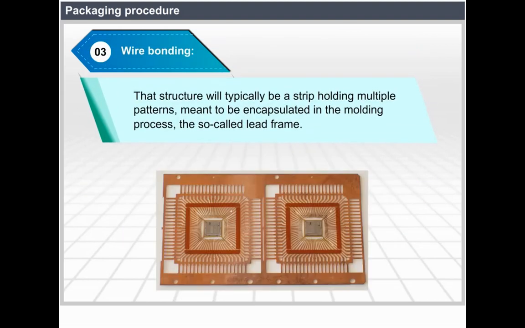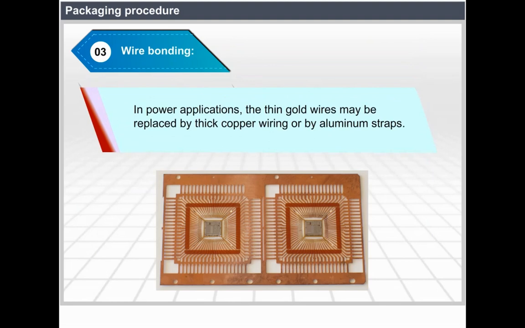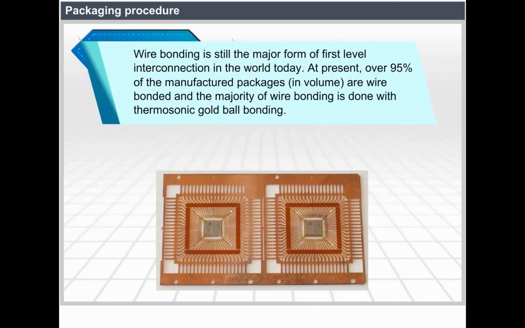That structure will typically be a strip holding multiple patterns meant to be encapsulated in the molding process, the so-called lead frame. After the weld is made, the wire is cut with a flame or electric arc and brought next to the bond pad, restarting the sequence. In power applications, the thin gold wire may be replaced with a thick copper wire or by using aluminum straps.